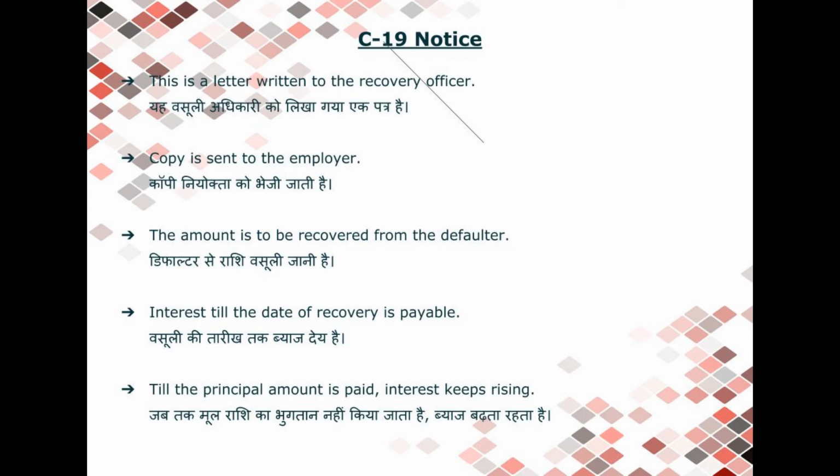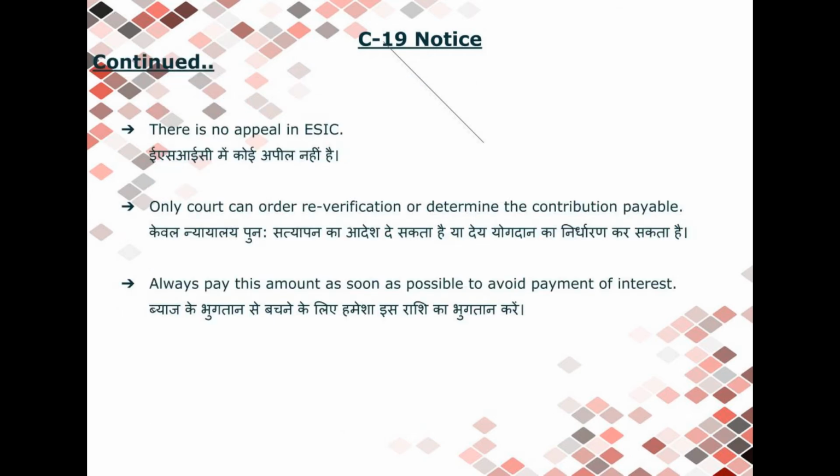A C19 notice is also issued when the orders under section 45A and section 45AA are not complied with by the employer, nor disputed by the employer. So if you have received orders under section 45A and section 45AA and you have not complied with those orders, then also C19 will be issued. The simple thing to understand: if you dispute, then challenge. If you don't dispute, then pay immediately.